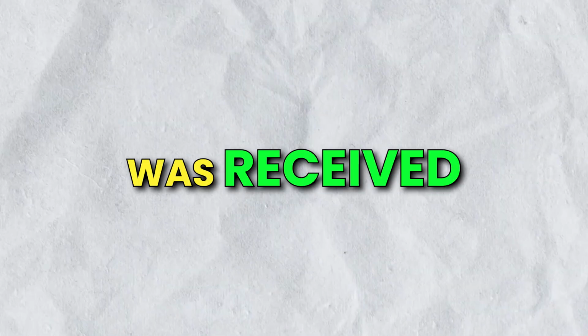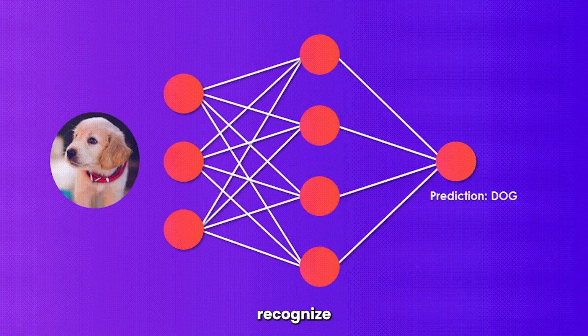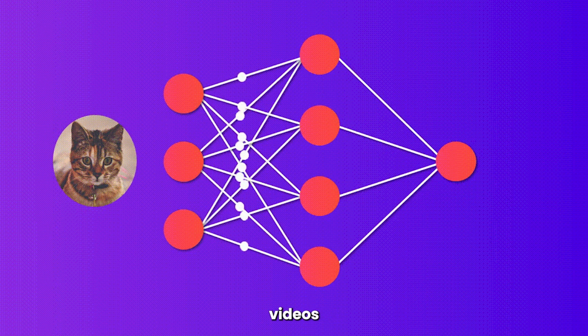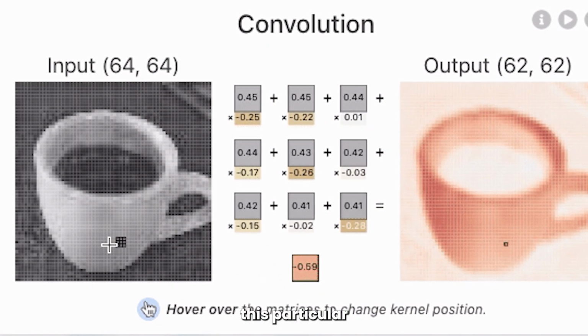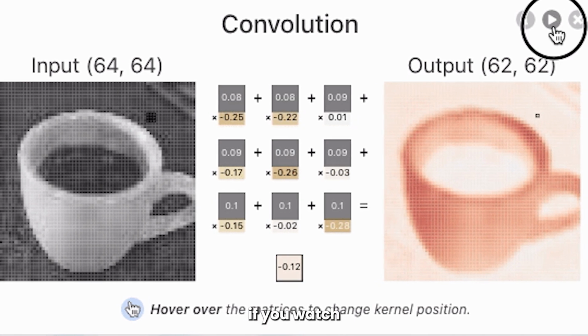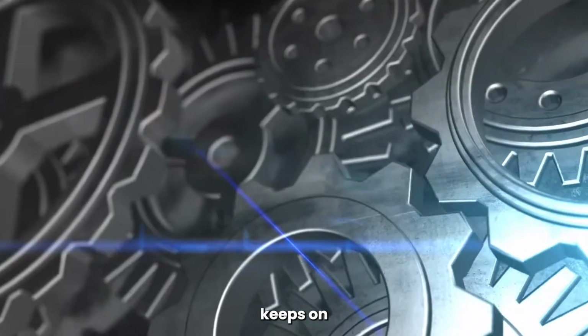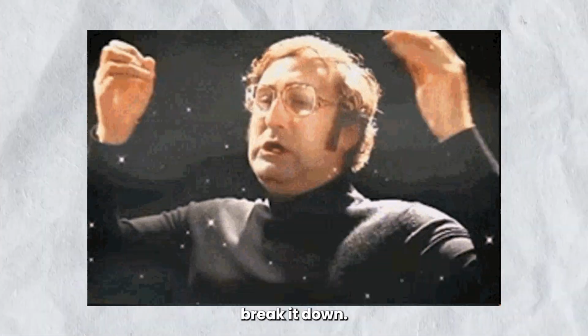All this information was received by the input neural layer of the YouTube algorithm. The hidden layer then used this information to study it, recognize some similar patterns, predict what kind of videos you like, and then send the final predictions to the output layer. The output layer is the one responsible for recommending this particular video to you, and will also recommend similar videos to you if you watch this video until the end. This process keeps on working continuously and shows you content based on your interests. It's kind of mind-blowing when you break it down.